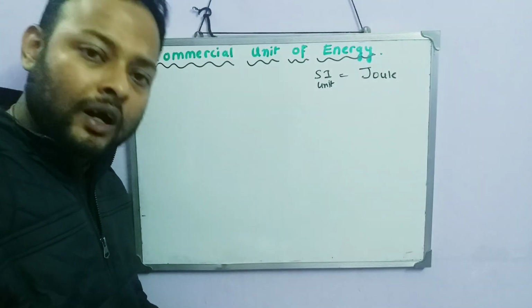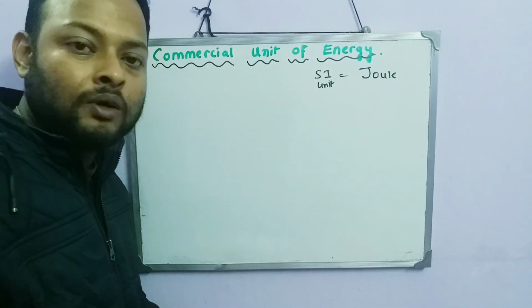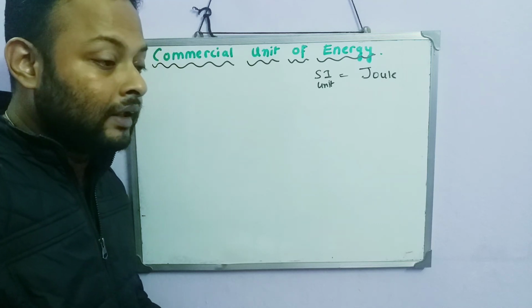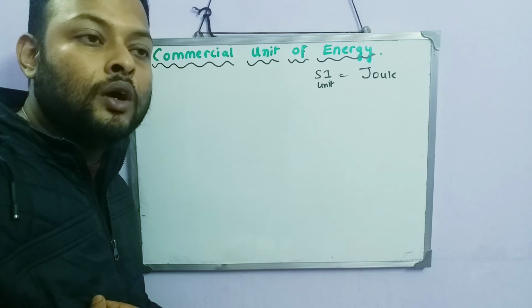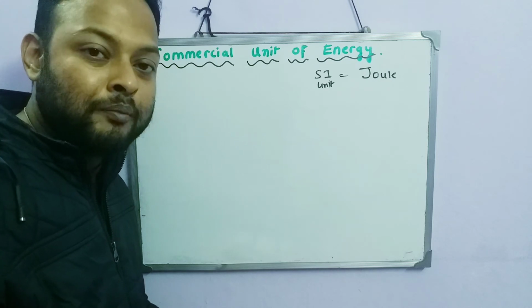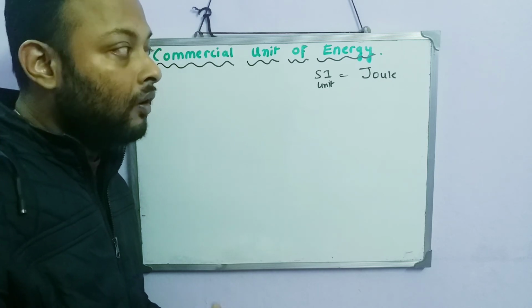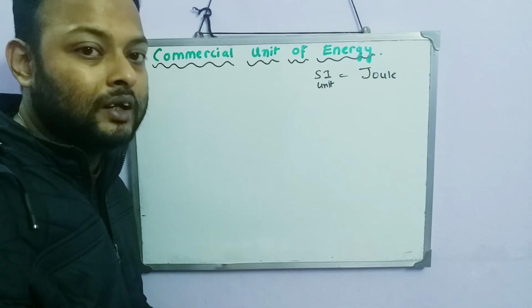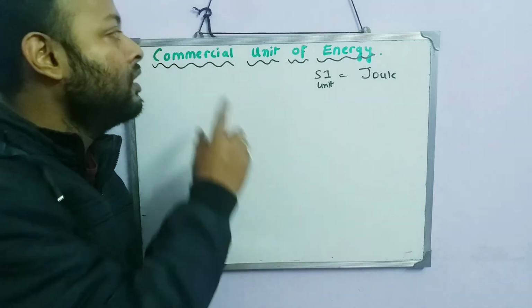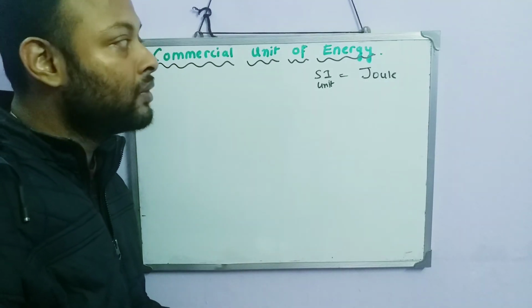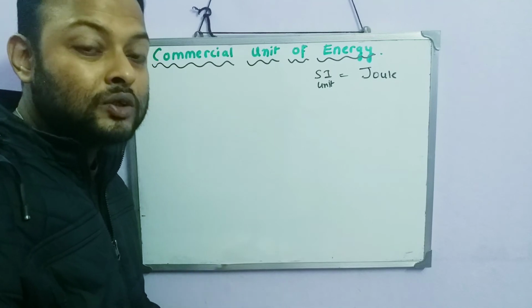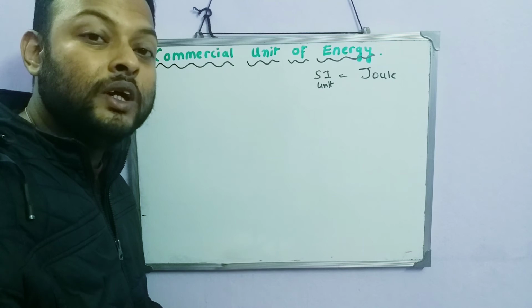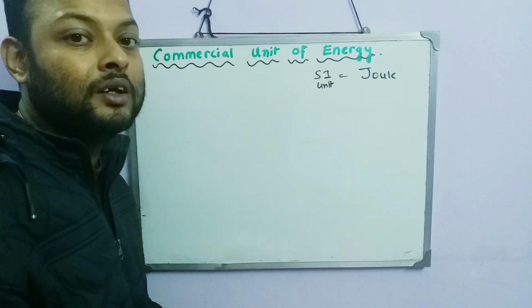Now, the current that comes into our house, we have to pay for that current. It doesn't come for free. That current which comes to our house, we have to pay on the basis of some unit. So the unit on which we have to pay for the current, those units are called the commercial units. So commercial units are what? The units on which we consume current, or the units on which we pay for the current that we consume.